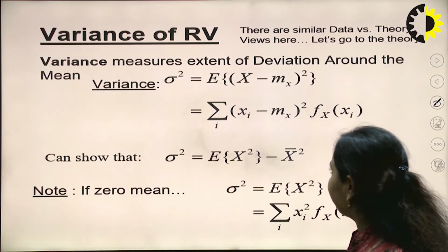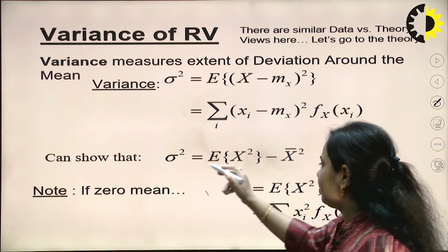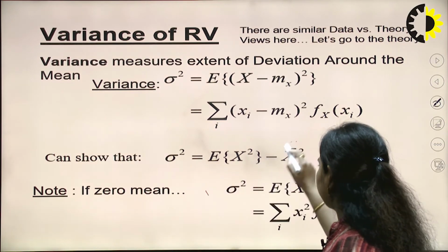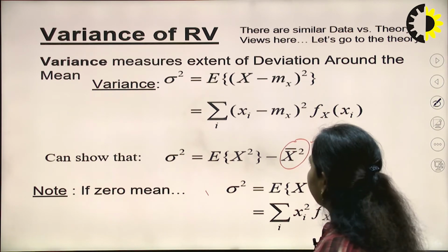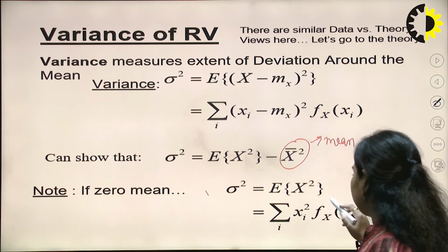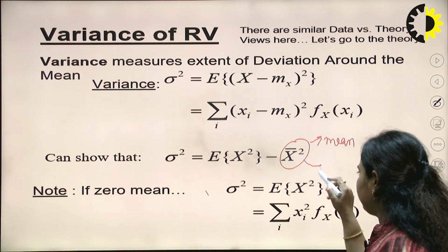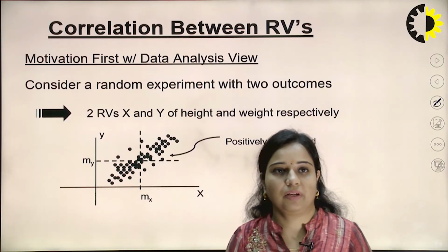Now, next is the variance. Its formula I have discussed: sigma square, the variance, is equal to the expected value of x square minus the square of the mean of the random variable which we calculated in the previous slide. If there is zero mean, then this value becomes 0 in this case. So, that will be the variance of the random variable.